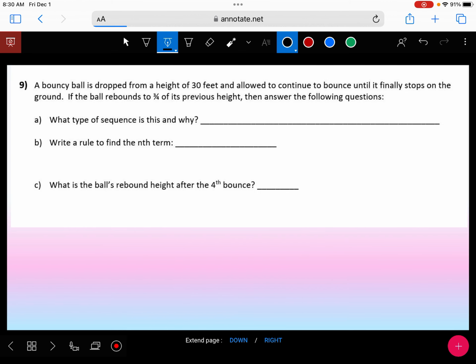Okay, so going to number 9, we have another ball. It's dropped from a height of 30 feet. It continues to bounce until it finally stops on the ground. If the ball rebounds to 3/4 of the height, then answer the following question. What type of sequence is this and why? Write a rule. And then what is the ball's rebound height after the 4th bounce? So I'll give you a few minutes.